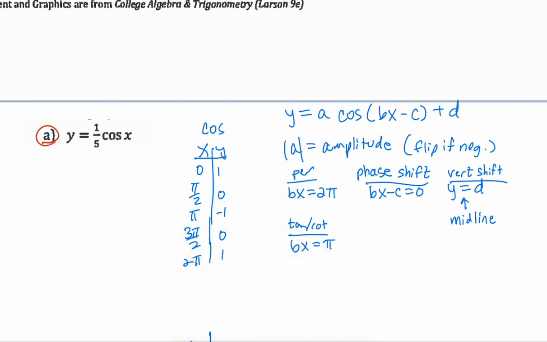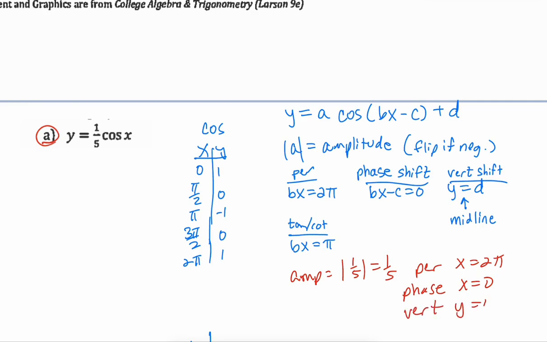So in this, we know that our amplitude is the absolute value of 1/5, or 1/5. So that's the A value right here. There is no change in the period. The period is just where does x equal 2 pi? Oh, 2 pi. The phase shift is where x equals 0, so there is none. The vertical shift is y equals 0. So this one, the only change to this function, it has an amplitude of 1/5.